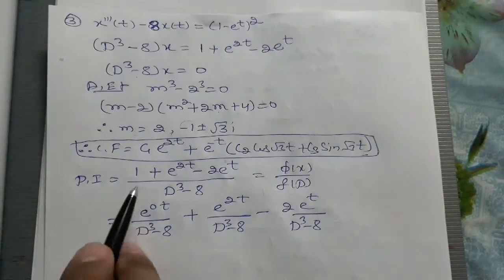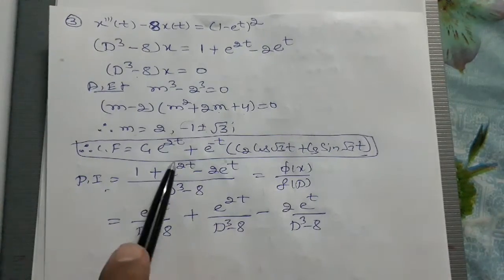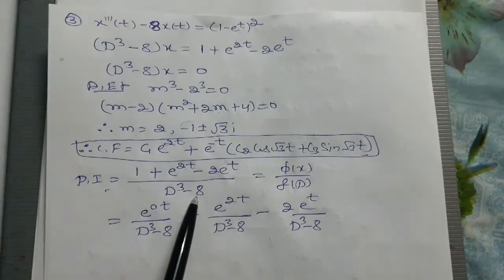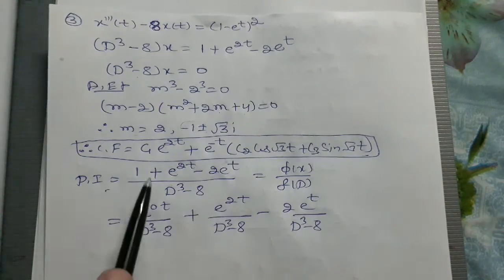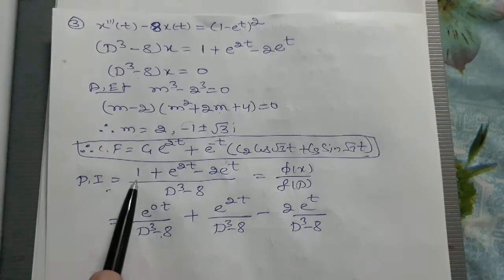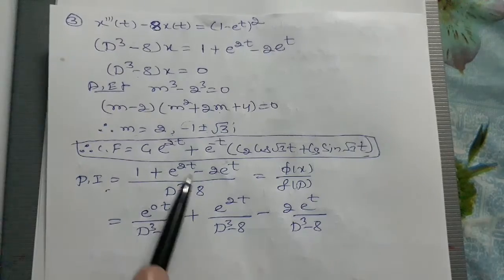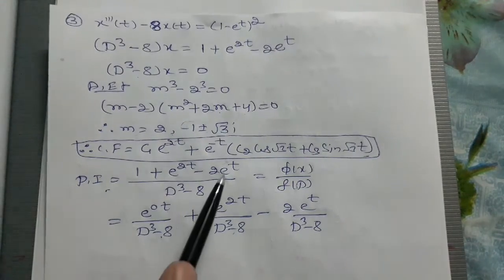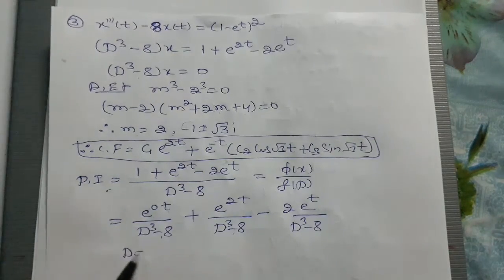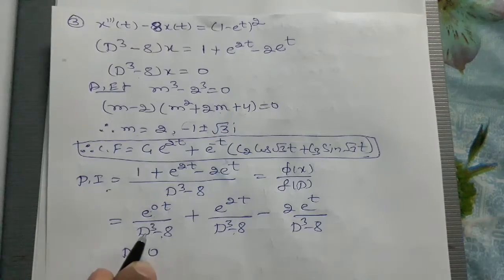And similarly I have written here. So particular integral means what? PI is Q of x by f of D. Q of x is 1 plus e to the power of 2t minus 2 into e to the power of t, divided by f of D, which is D cube minus 8. So separately I wrote that one: 1 can be written as e to the power of 0t, that is nothing but 1 only, divided by D cube minus 8. Similarly the second term divided by this, third term divided by this. So in the first one I'm going to replace D by what? The coefficient of t is 0.